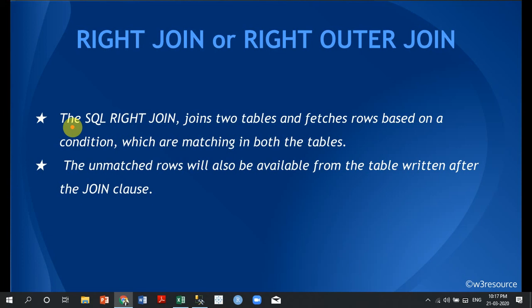So let's understand the definition: the SQL right join joins two tables and fetches rows based on a condition which are matching in both the tables. Perfect. And the unmatched rows will also be available from the table written after the join clause. Okay, from that table which is mentioned after the join clause.